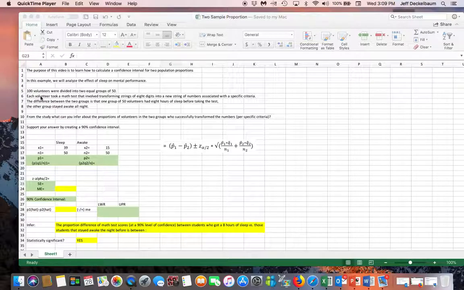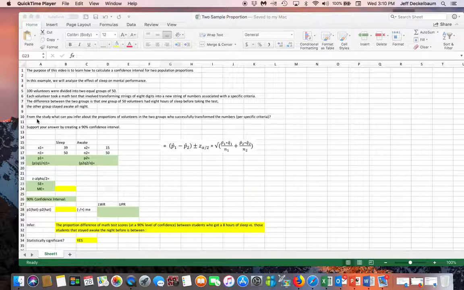Each student or volunteer took a math test that involved transforming strings of 8 digits into a new string of numbers associated with a specific criteria. The difference between the two groups is that one group of 50 volunteers had 8 hours of sleep before taking the test, while the other group stayed awake all night.